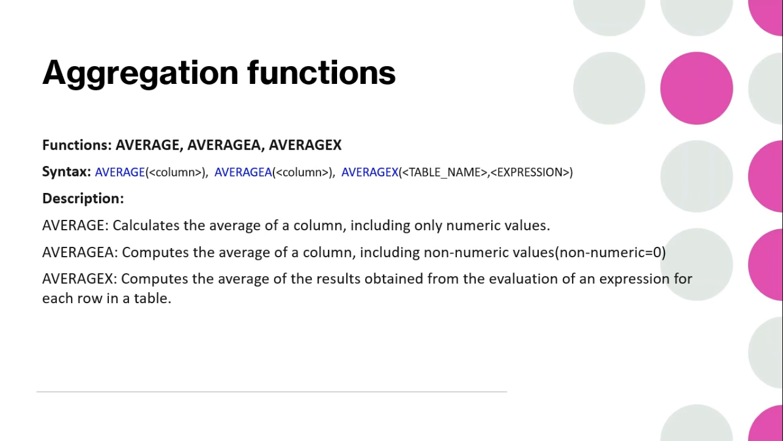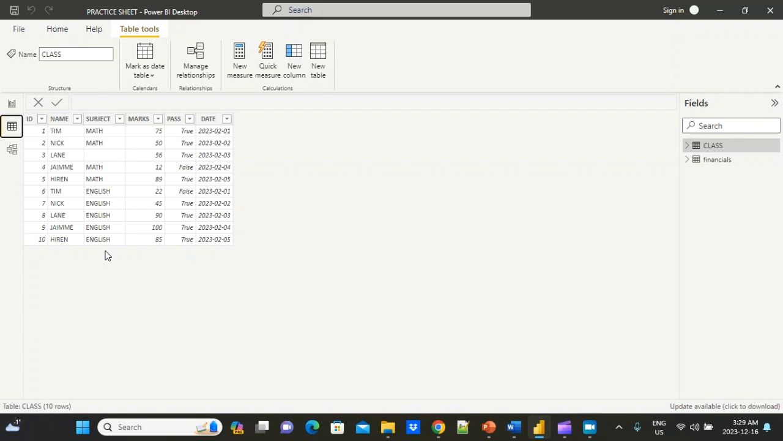Last but certainly not least, we have AVERAGEX. This function is like a master of averages. It doesn't just settle for a single column. Instead, it evaluates an expression for each row in a table and then averages out the result. It is a powerful function when you want to perform a calculation row by row and then find the average of those calculated values. For better understanding, let's watch a short demo in Power BI on these functions.